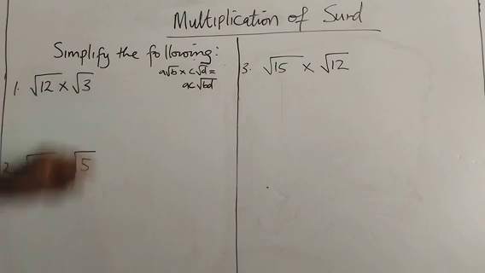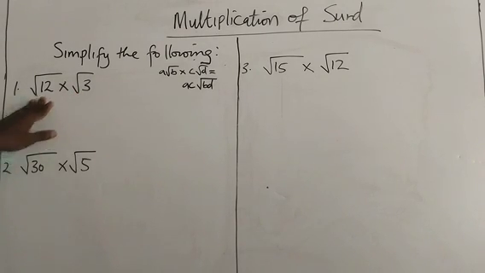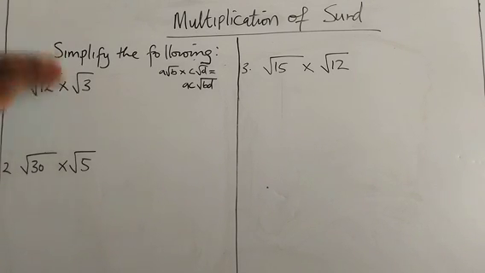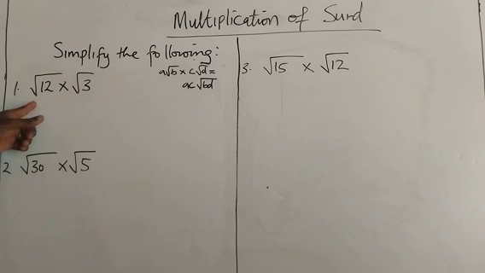Root 12 times root 3. If you look at 12, we can simplify 12. You have 2 options. Either you simplify before you multiply, or you multiply and then simplify. Whichever method you use, you will still arrive at the right answer. But the best approach is always to simplify before you multiply. Now, I can simplify 12 before I start the multiplication.